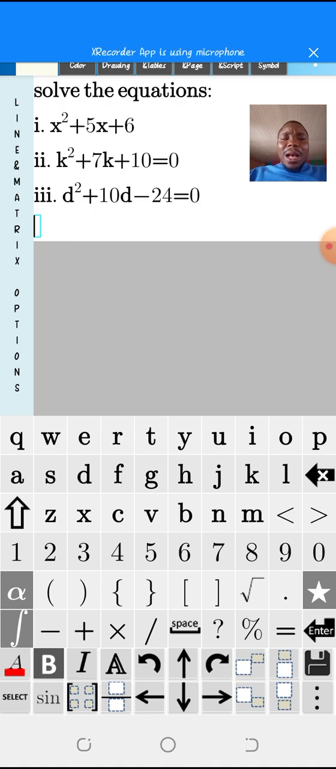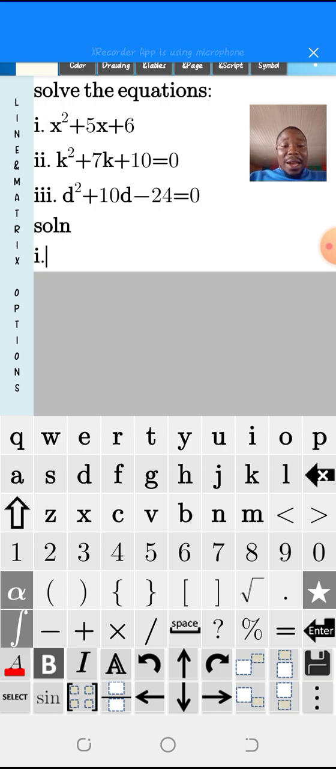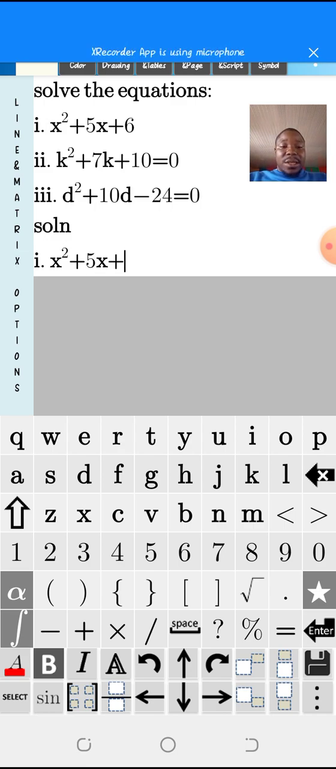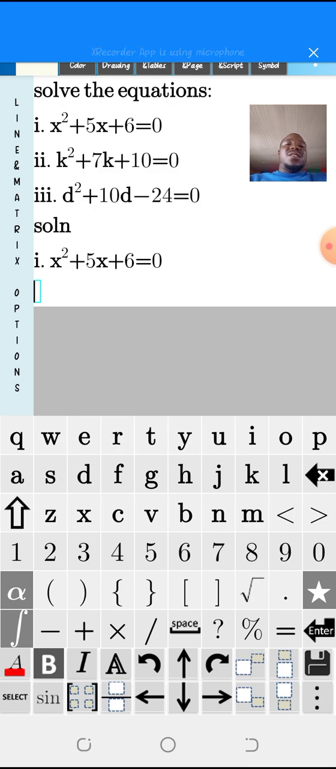Now, let's quickly look at the solution. For the first one, the Roman numeral 1, we have x raised to the power of 2 plus 5x plus 6 is equal to 0. Sorry, I didn't put it in the question originally, so that's corrected now. Of course, this is a quadratic equation because it's of the form ax squared plus bx plus c is equal to 0. In this case, your a is 1, your b is 5, and then your c is the constant plus 6. Okay? Now, solving this using the factorization method, there is a process you follow.